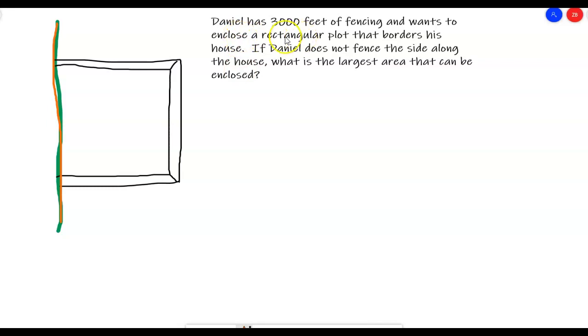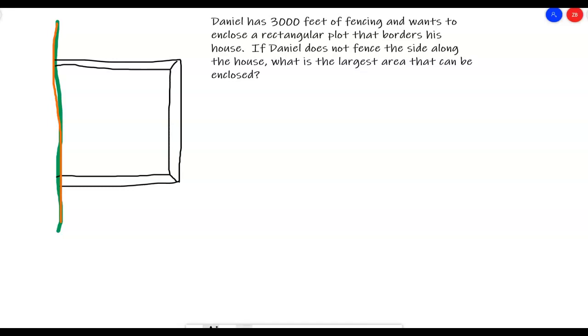The problem says Daniel has 3,000 feet of fencing and wants to enclose a rectangular plot that borders his house. This side is his house over here. If Daniel does not want fence on the side along the house, what is the largest area that can be enclosed? So we want to maximize this area. Remember, a rectangular plot means these fences need to meet at right angles to form a rectangle.